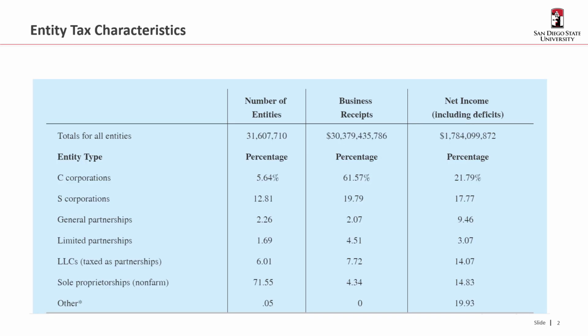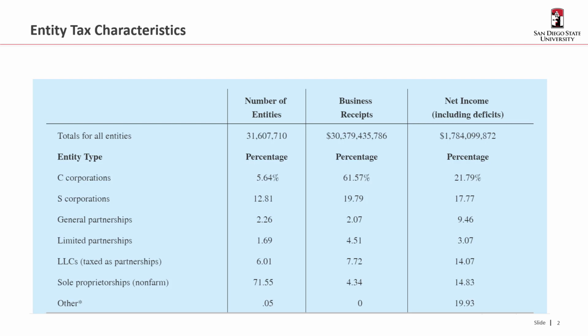So here's a blurb from the book that talks about the number of different types of entities. And you can see that, for example, the number of entities represented by C corporations is just over 5.5%. But the gross receipts represented by C corporations is almost 61.5%. And the net income from that little 5.5% is nearly 22% of all net income that's reported. S corporations, a little less skewed, about 13% of the entities are S corps. They're about 20% of receipts and about 17% of the net income.